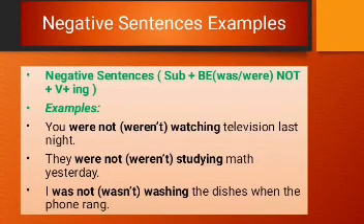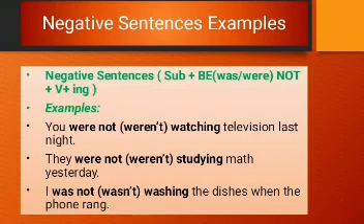Now let's talk about the negative sentence structure of past continuous tense. The structure is like this: we have the subject, then was or were as the helping verb along with not, and the present participle, which means the first form of verb plus ing. Let's take some examples. You were not watching television last night. They were not studying math yesterday. I was not washing the dishes when the phone rang.